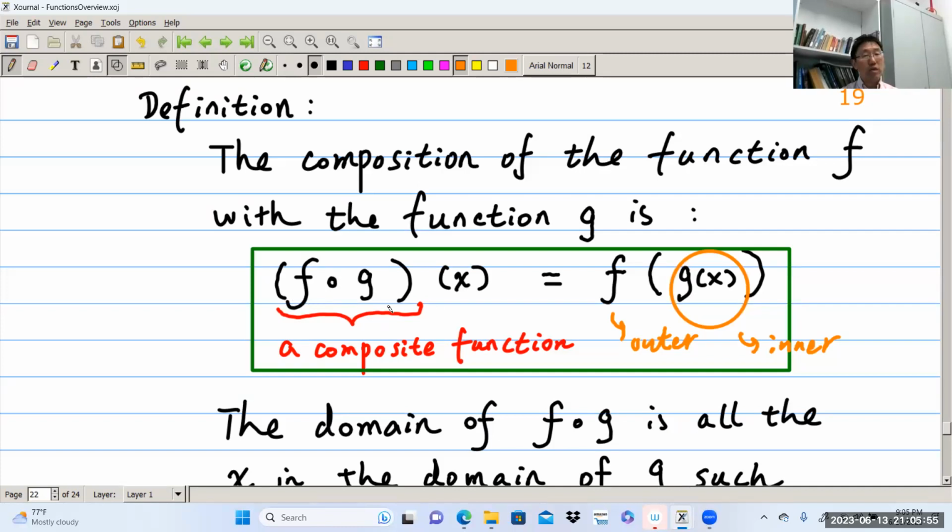This is another notation, but I don't like this notation that much for elementary courses, okay, but in advanced courses, this is very important. This notation is very important.